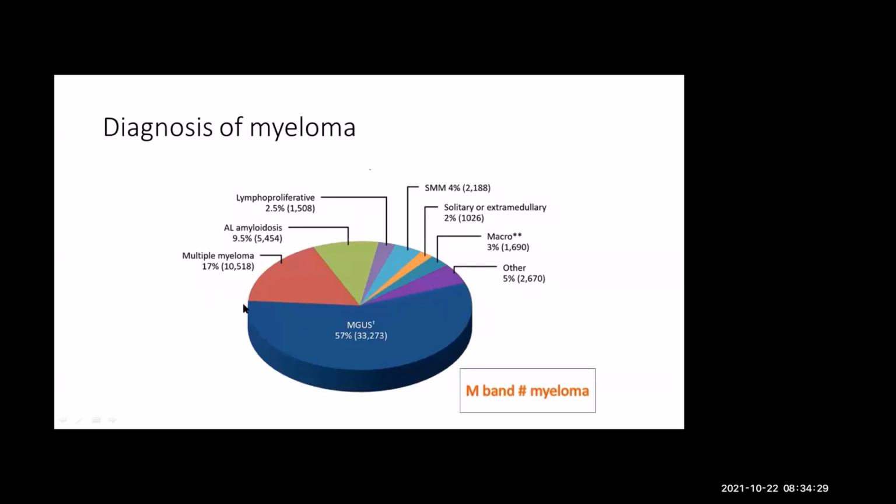Whenever you have M-band, obviously we'll look at whether the person has multiple myeloma, but other disorders like amyloid, lymphoproliferative disorders, and other common things need to be ruled out. Then move on to diagnosis of multiple myeloma.